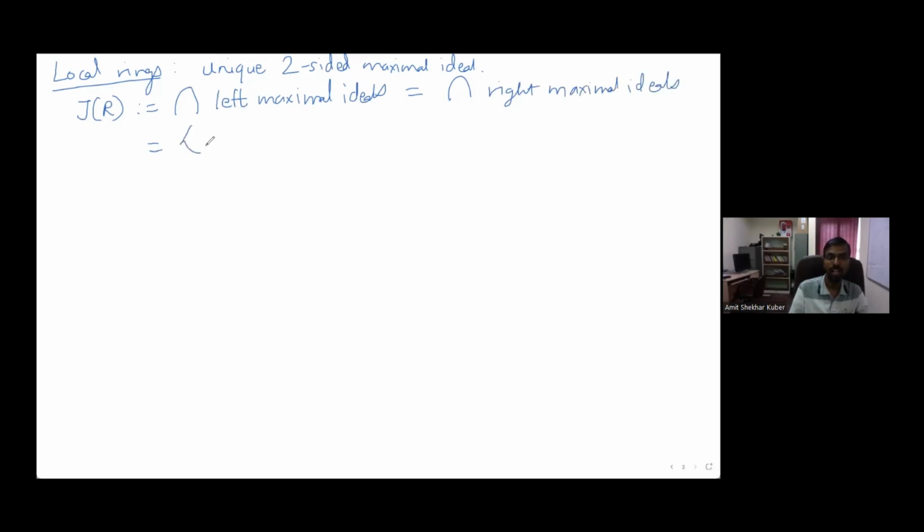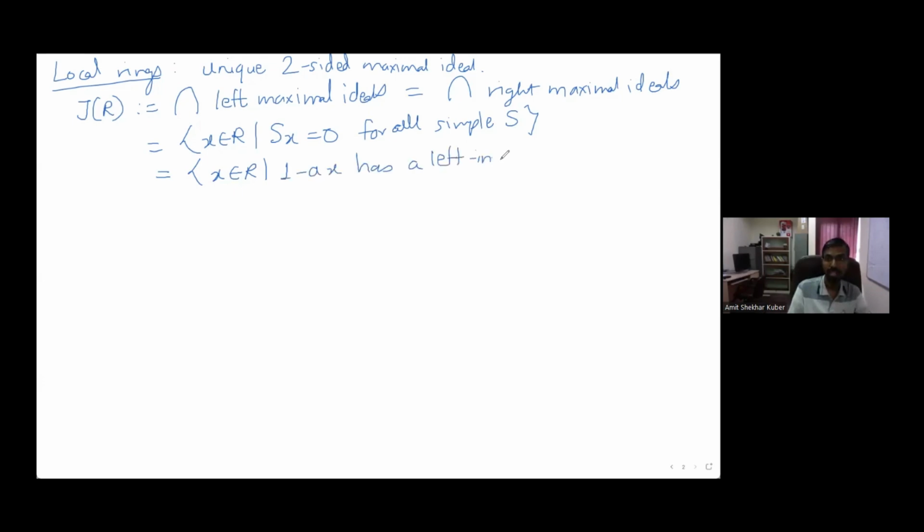Then it is also the set of all those elements of the ring which annihilate every simple module, so Sx is equal to 0 for all simple S. Then this is also the collection of all those x's in R such that 1 minus ax has a left inverse.